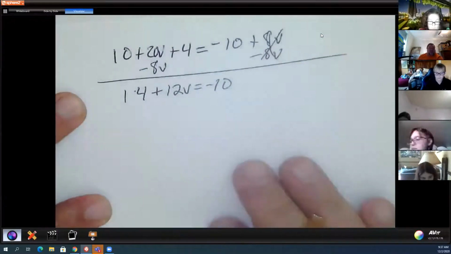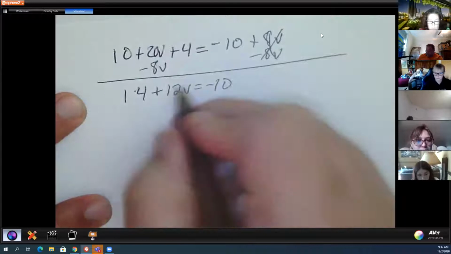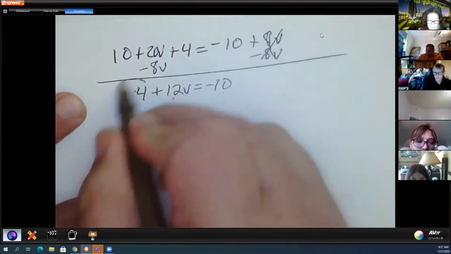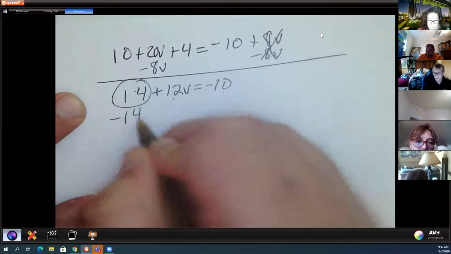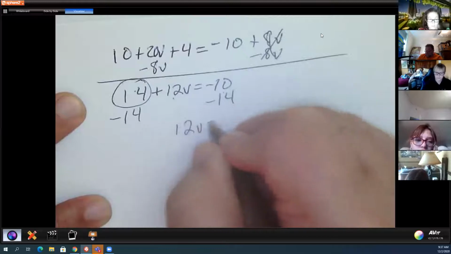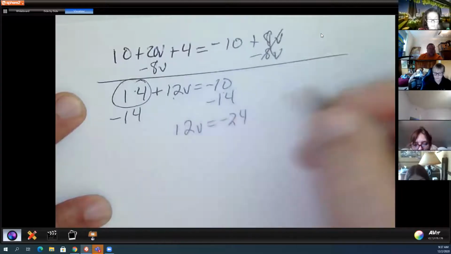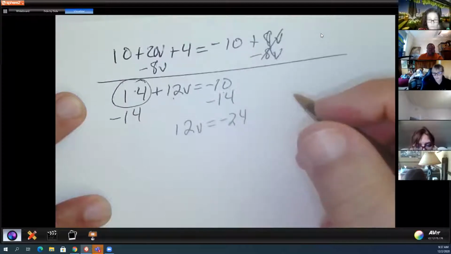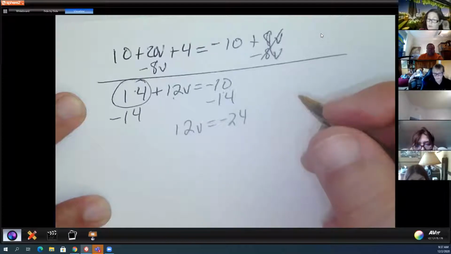So now here's the problem that I have. My variables are here. My numbers are supposed to be over here. So 14 is in the way. So I'm going to subtract 14. And I get 12v equals negative 24. Now what do I do? We have 12 groups of v, and it equals negative 24.